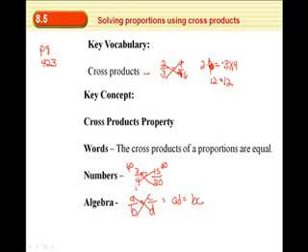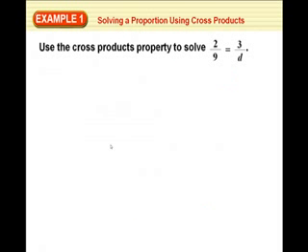So let's solve some of these, and you're writing this key concept box down. Use the cross products property to solve. So you set the cross products equal to each other. I always do the one with the letter. So 2 times D is 2D equals 9 times 3, which is 27. Now we use algebra to solve for D. We divide by 2. 27 divided by 2, 2 goes into 27, 13 times, 13 is 26, so 13 and a half, or 13.5 if you want to write it that way.